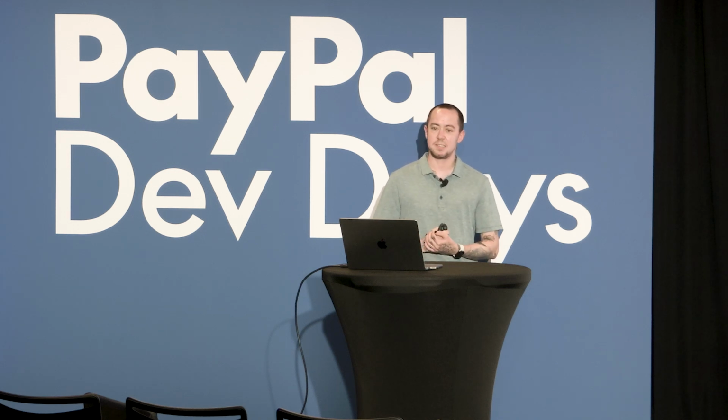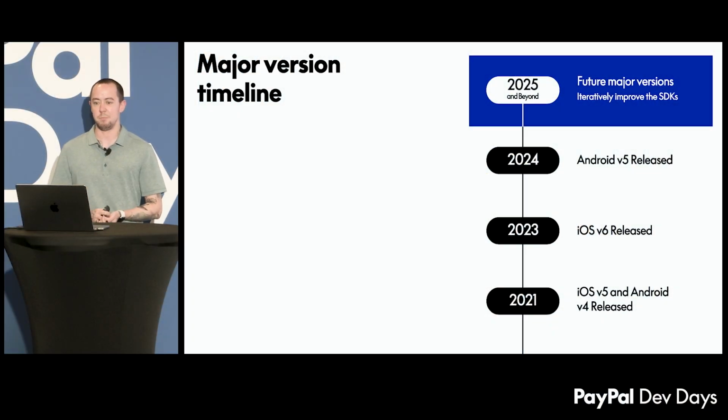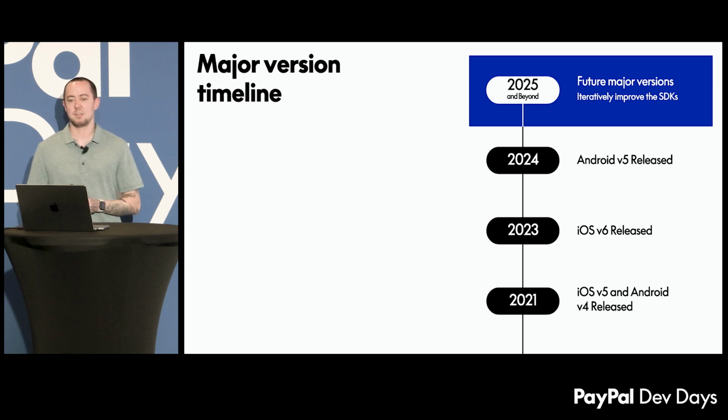So Aisha kind of hinted at this earlier, but as far as our major version timelines, 2021 was, until recently, the last time we released a major version of either of our SDKs. And that was iOS v5 and Android v4. Earlier than 2023, obviously, we started the development, but in 2023, we released iOS v6. We rewrote our entire SDK from Objective-C to Swift, which reduced the lines of code in the SDK by up to 30%. It also allowed us to really dig into the entire SDK and see where we could make improvements, where we could fix things, where we could make the developer experience feel better.